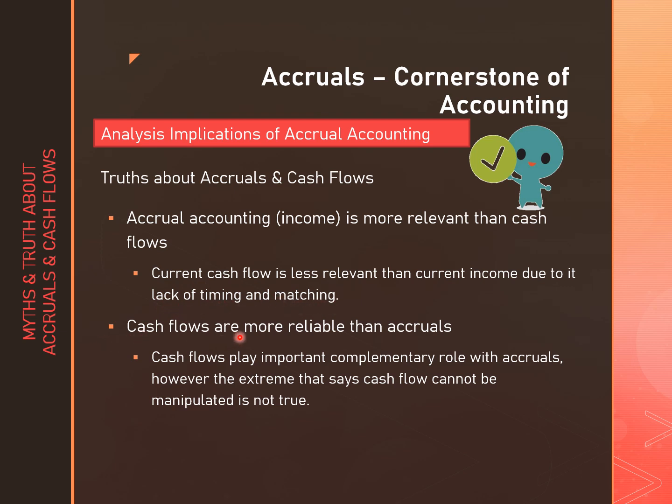Next is that cash flow is more reliable than accruals. So cash flow plays an important complementary role with accruals. However, the extreme view that cash flow cannot be manipulated is not true. So it is right that cash flow is more reliable than accruals, but to say that cash flow cannot be manipulated is not true, because cash flow actually complements accruals.